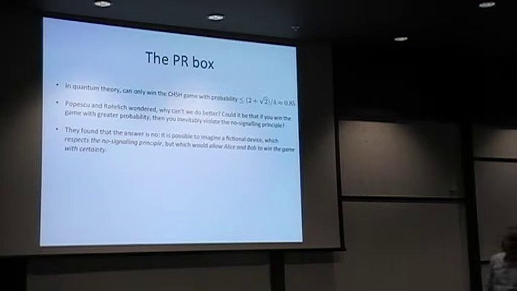The proof was showing that they can't win in quantum theory, using quantum systems, with probability greater than around 0.85. What we're doing here is imagining, suppose they have some systems that just aren't described by quantum theory. That could enable them to win with probability greater than that. Hence the bounding result. Would we inevitably violate the no-signaling principle?